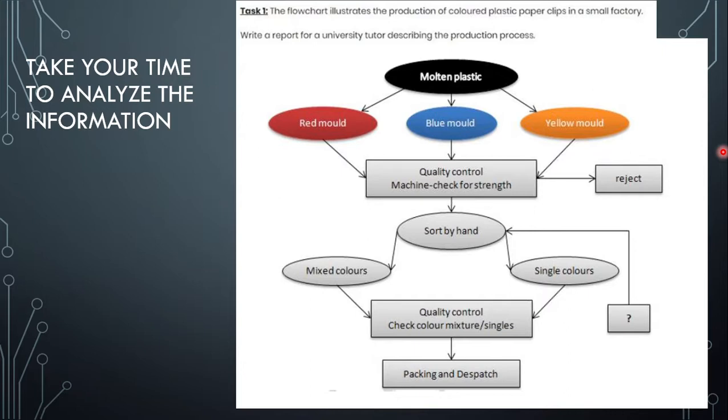What's this over here? What's this question mark? What the heck? All right. So, what are we looking at? What's being shown? The flowchart illustrates the production of colored plastic paper clips in a small factory. And then this part, write a report for university. That's like pre-2005 or something. I don't know when they changed it.